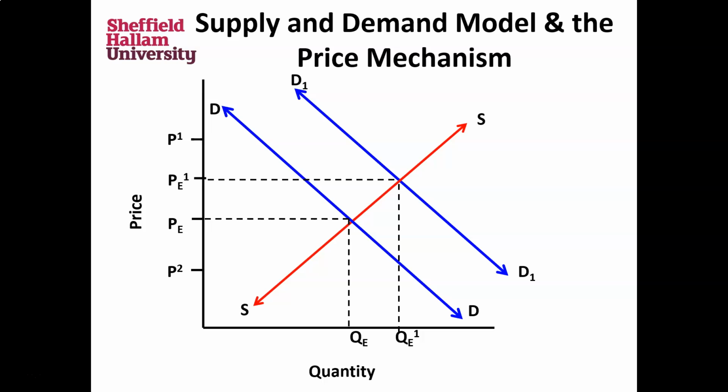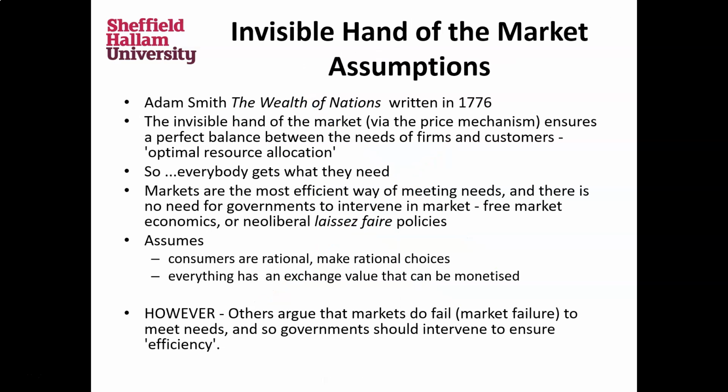So the invisible hand of the market theory says that there's no need for governments to regulate prices or to interfere in the market to improve supply, because the market mechanism will always ensure that over the long term demand will meet supply and that the needs of consumers will be met, and so will the needs of suppliers be met. And the market is the most efficient way to ensure that this happens.